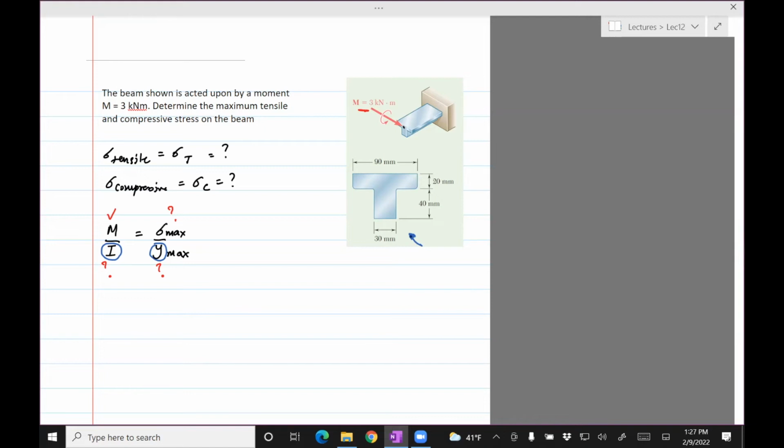Okay, so I think first we need to solve for the neutral axis. If we don't solve for the neutral axis, we cannot compute y, right? And unless we have the neutral axis, we again cannot compute inertia, because the inertia is about the axis passing through the neutral axis. So the first thing is to compute the location of the neutral axis.